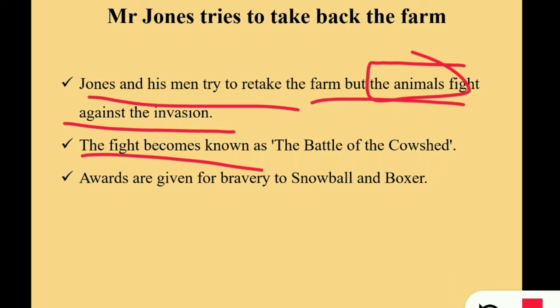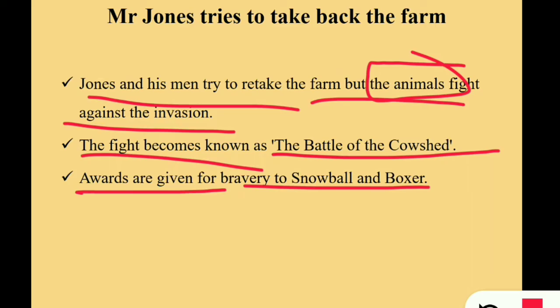The fight is known as the Battle of the Cowshed. Awards are given for bravery to Snowball and Boxer as well.